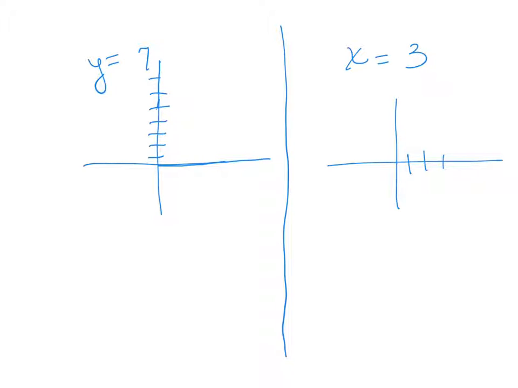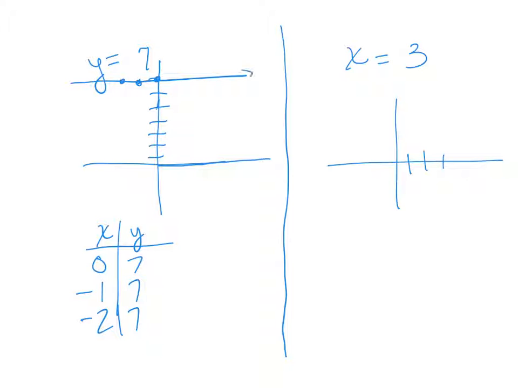It's a horizontal line at 7. Let's look at that. Okay, I'm the town idiot, and no matter what you say, I just say 7. When x is 0, what is y? 7. When x is -1, 7. When x is negative 2, 7. Got it? So if I plot those points, (0, 7) is here, (-1, 7) is here, (-2, 7), that's going to be a horizontal line.